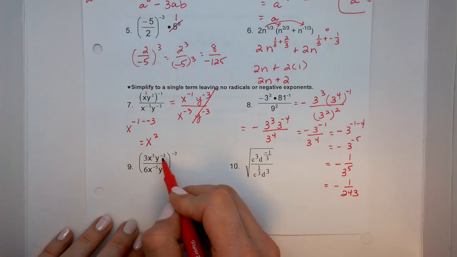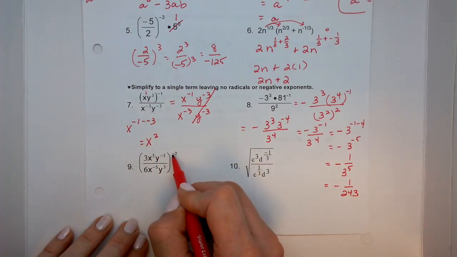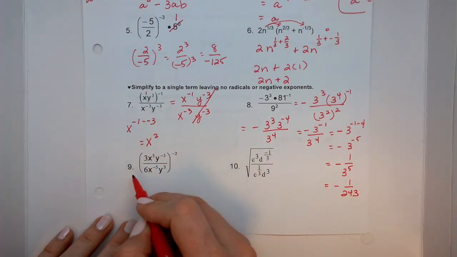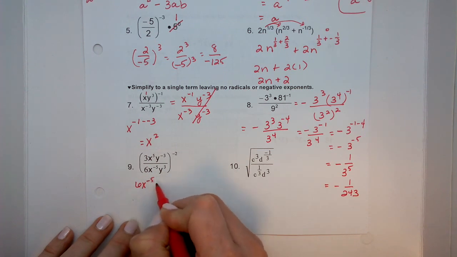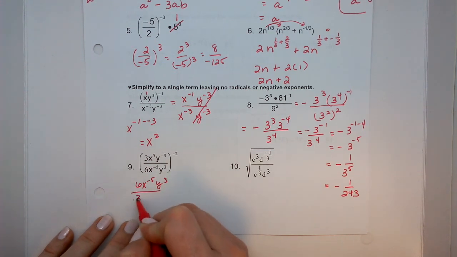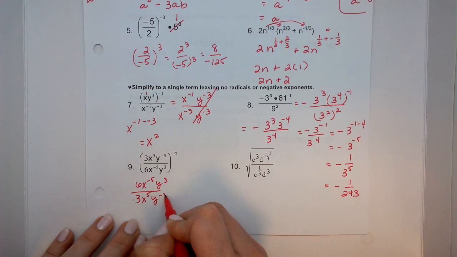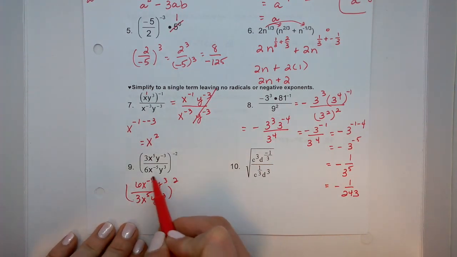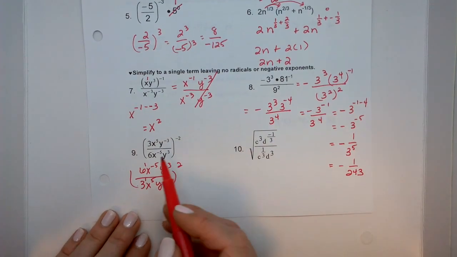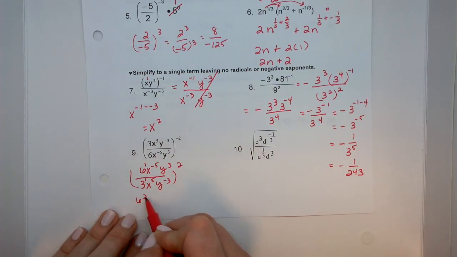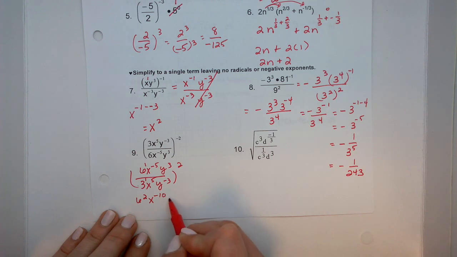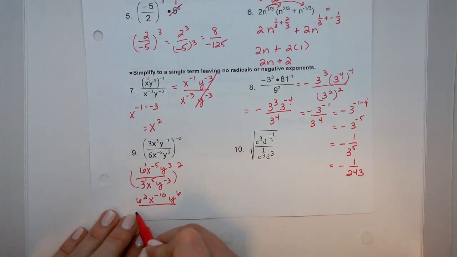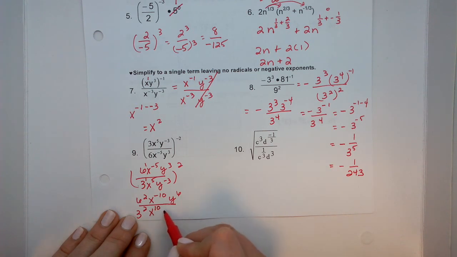Okay, on number 9, the first thing I want to do is take care of this negative exponent. So I'm going to flip this fraction and make the exponent positive. Now I want to multiply this exponent by every exponent inside the parentheses. So I'll have 6 squared, x to the negative 10, y to the 6th, divided by 3 squared, x to the 10, y to the negative 6.